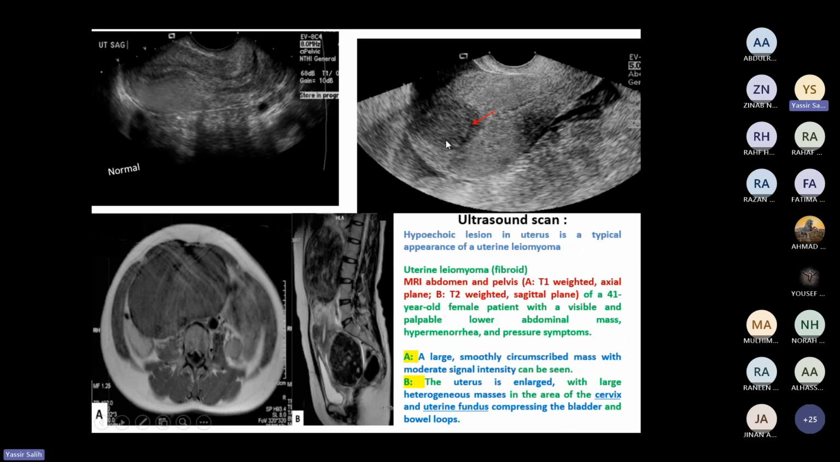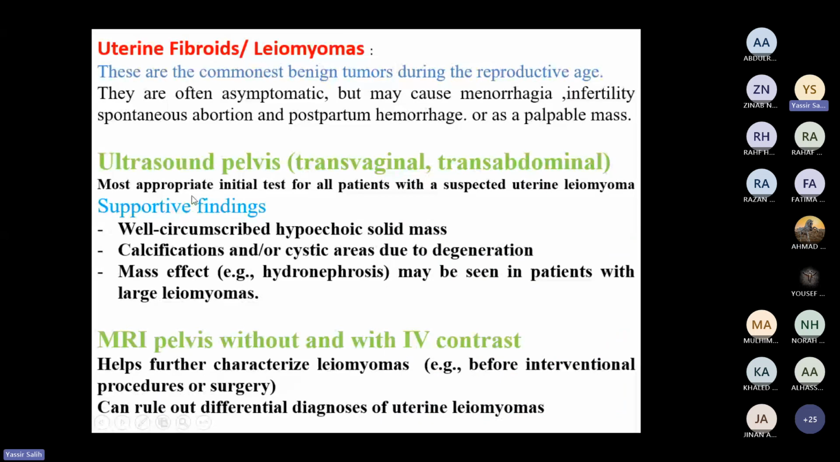Hypoechoic. The shape is circular, smooth, oval, round, hypoechoic, in the fundus of the uterus. So usually it is a well-defined, well-circumscribed, hypoechoic solid mass, not cystic. Sometimes we get calcification or cystic changes in it. This is only sometimes. The most important thing is that it is well-defined and hypoechoic.